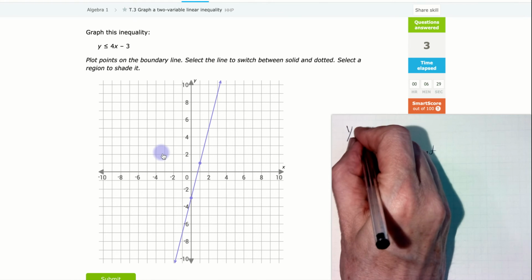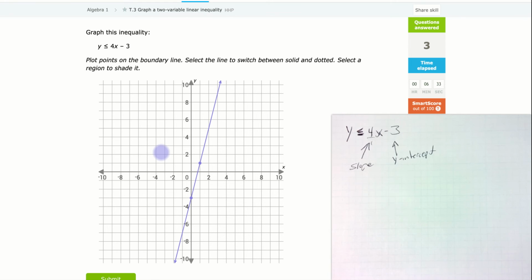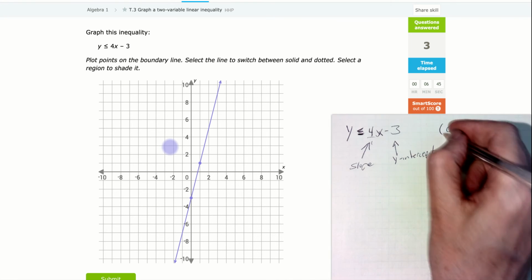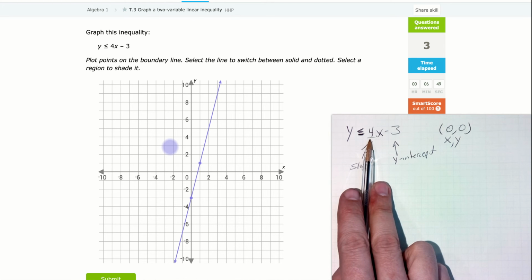Now I'm going to think of it as the inequality. It's a less than or equal to. Since there's an equal symbol underneath it, I'm going to leave the line solid. And I like that the origin, this point right here, is not part of the line. So I'm going to plug in the point 0, 0 to see if those values of x and y make the inequality true or false. If it makes it true, then I know that's the right side of the line to be on. If it makes it false, I need to be on the other side.